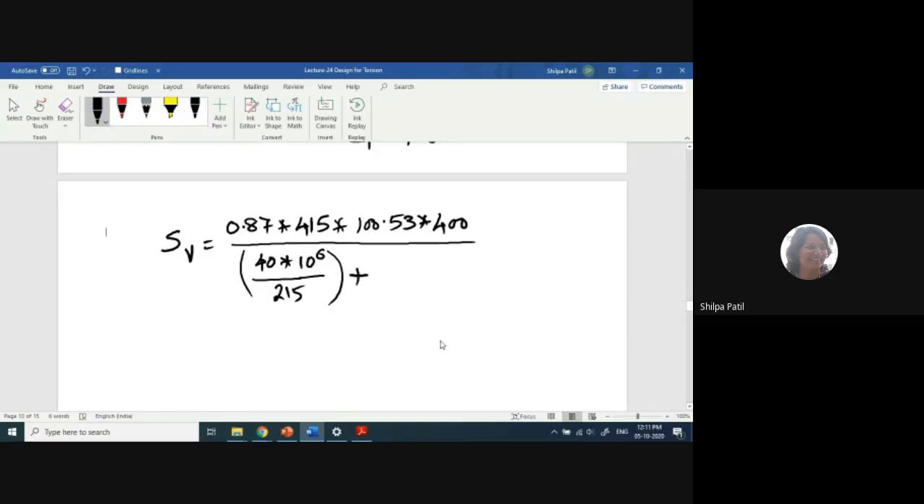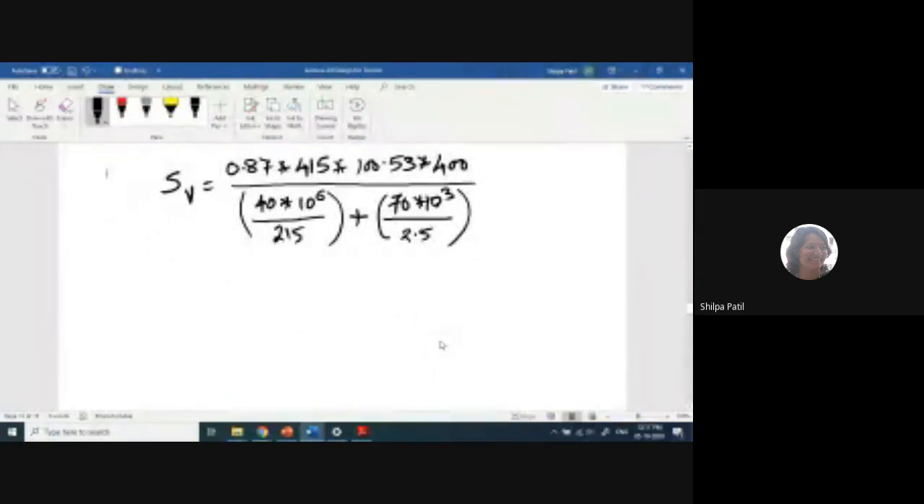Plus VU upon 2.5. VU value was the shear force. Tell me the shear force acting on a beam, not the equivalent shear force. 70 into 10 raised to 3, divided by 2.5. All right. So find out SV. 67.83 mm. Okay. All right.